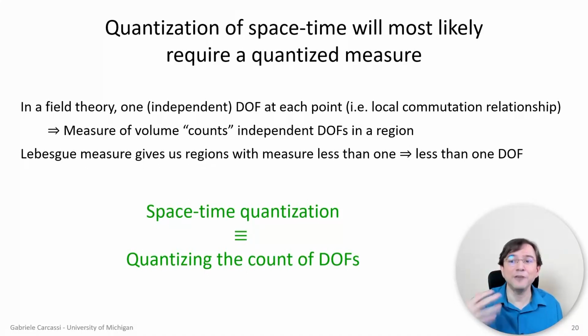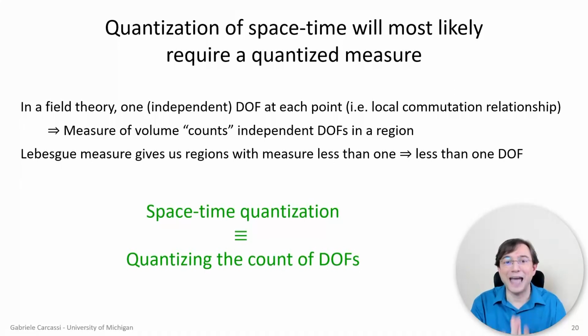And again, if we're using the standard measure that we have for volumes, the volume elements that we have for Riemannian mechanics, for Riemannian geometry, we have some sort of Lebesgue measure that will give us regions with measures less than 1, because the whole thing is additive. You divide in half and half and half, the measure is going to be half and half and half, and therefore you're going to keep having fewer independent degrees of freedom.